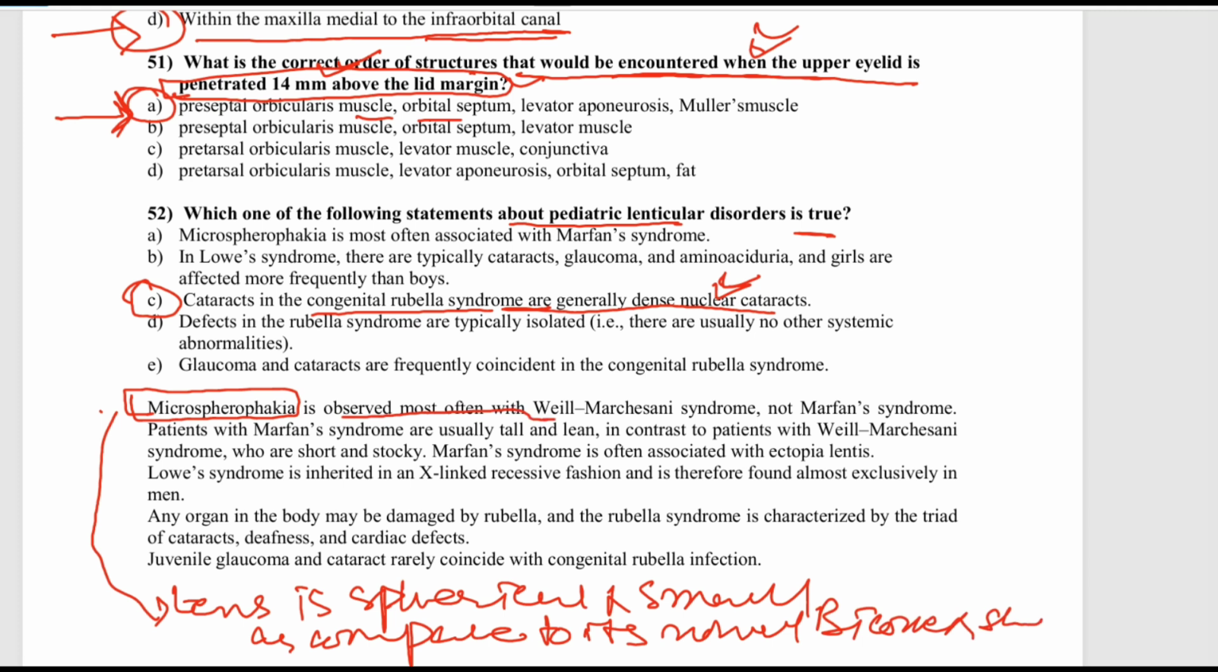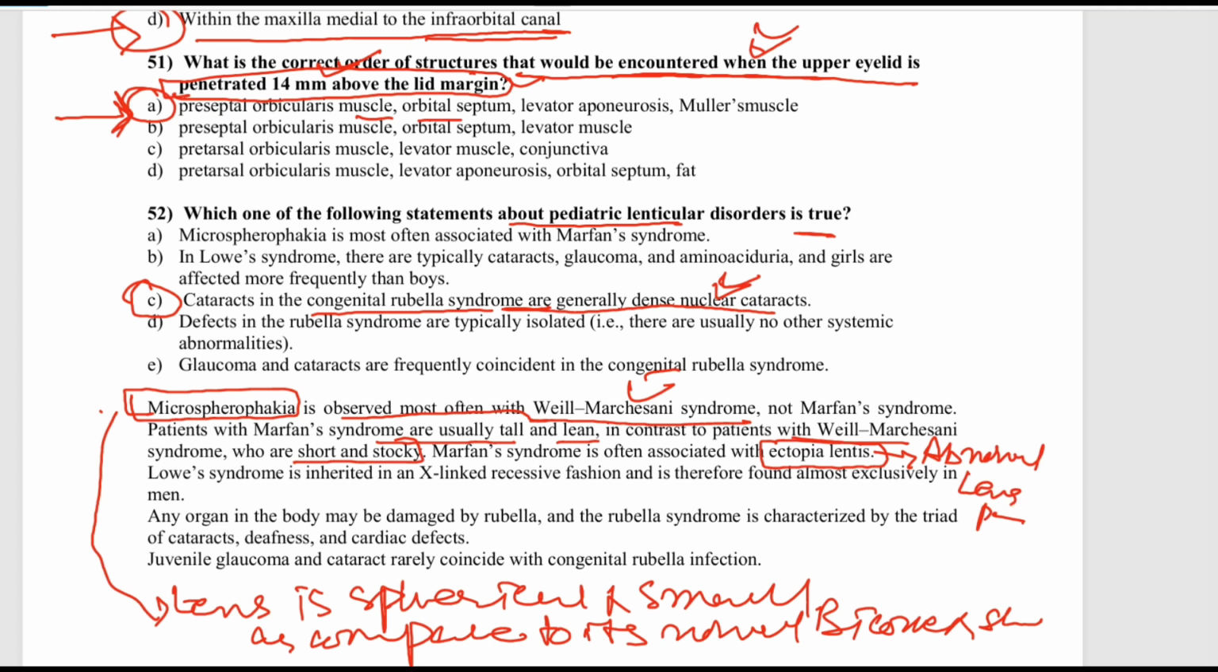This is observed with Weil-Marchesani syndrome. Very important and not commonly in the Marfan syndrome. Patients with the Marfan syndrome are usually tall and lean in contrast to the patient with Weil-Marchesani syndrome, which are short and stocky. These are short and they have the broad structure. Marfan syndrome is often associated with ectopia lentis. Ectopia means abnormal position of the lens. Ectopia lentis means abnormal lens position.